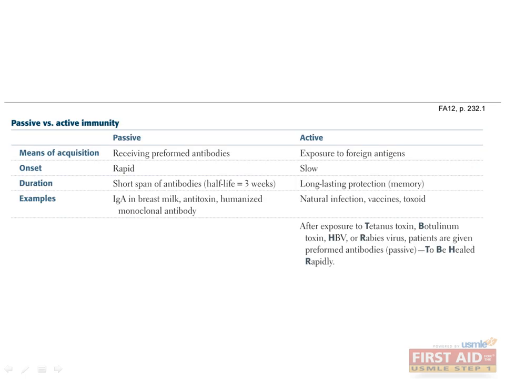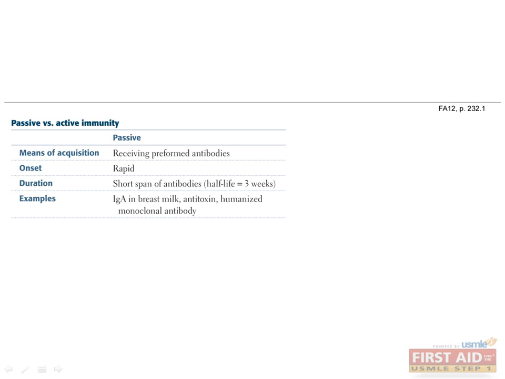While we've already split the immune system into the innate and adaptive categories, it can also be divided into both a passive and an active arm. Passive immunity is the quicker of the two to act. It relies on the acquisition of preformed antibodies, such as through breast milk in the newborn, or the injection of antitoxins or humanized monoclonal antibodies. Unfortunately, it has a short half-life of only about 3 weeks.